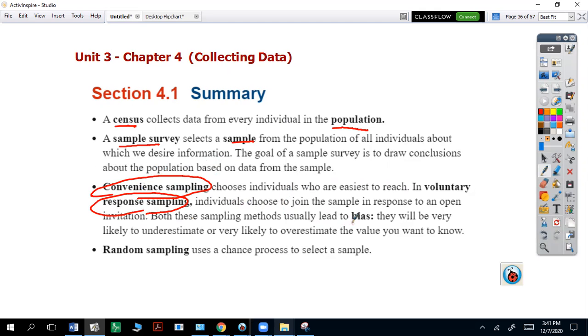These are going to lead to bias. They're not really good sampling methods. So you'll see voluntary response and convenience sampling as a very last resort. They're likely going to underestimate or overestimate values. Random sampling is using a chance process to select a sample, and those are always preferred. And so we're going to study a few of those. So random sampling is always what you want to try to achieve.